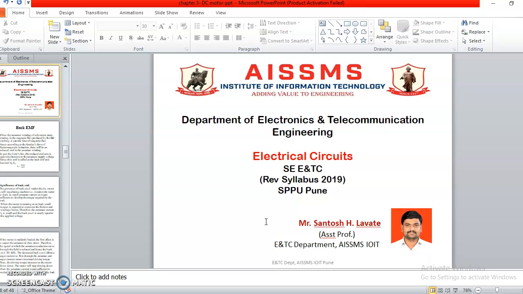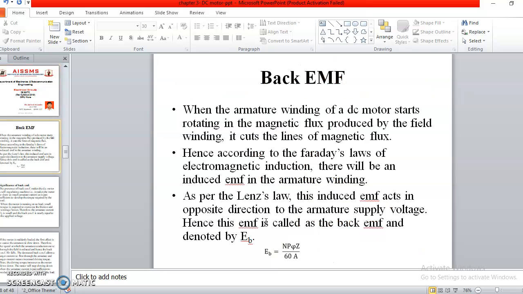Welcome to today's session where we have to see the back EMF and voltage equation of DC motor. In previous sessions we have seen the detailed construction and operating principle of DC generator as well as DC motor. Now we have to discuss the back EMF which is present in DC motors, its significance and importance in DC motor, and we have to derive the voltage equation for the DC motor also.